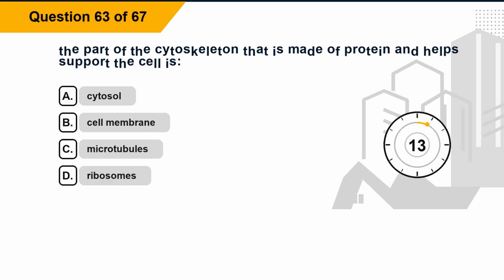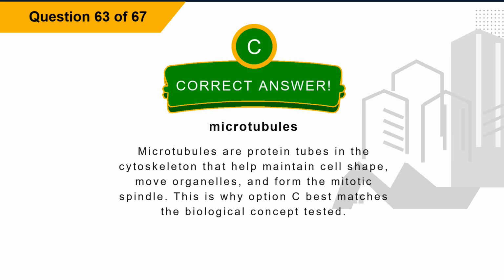Question 63. The part of the cytoskeleton that is made of protein and helps support the cell is? Option A, cytosol. Option B, cell membrane. Option C, microtubules. Option D, ribosomes. The correct answer is option C, microtubules. Explanation: microtubules are protein tubes in the cytoskeleton that help maintain cell shape, move organelles, and form the mitotic spindle. This is why option C best matches the biological concept tested.